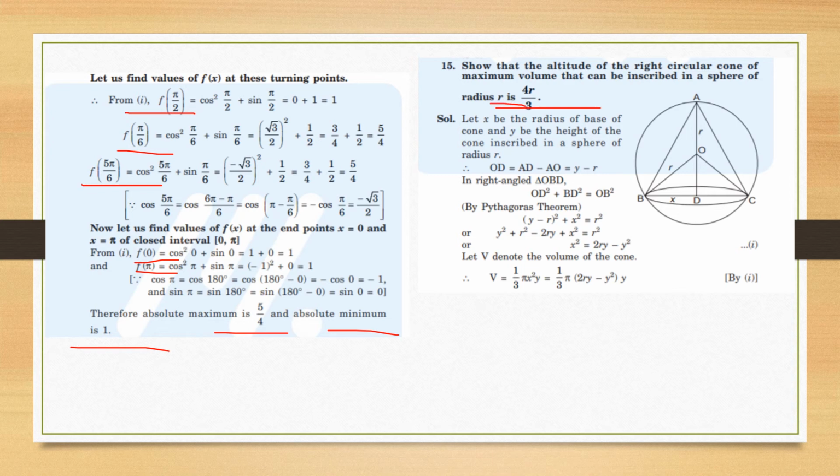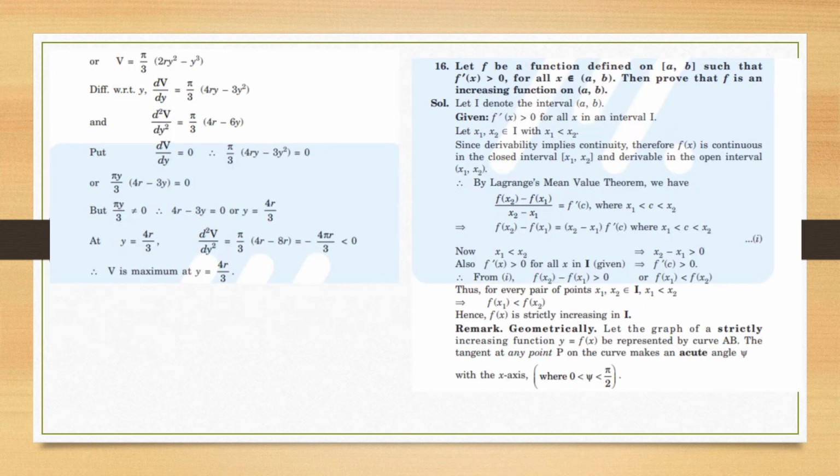So here it is small r, so don't get confused. We are taking the base radius as x, so it again becomes r. You have to take the height of the cone as complete y, so this becomes y minus this small r. Apply Pythagoras theorem: (y minus r) whole square plus x square equal to r square. Convert the same way, x square is 2ry minus y square, and the volume is this, converted to complete y term.